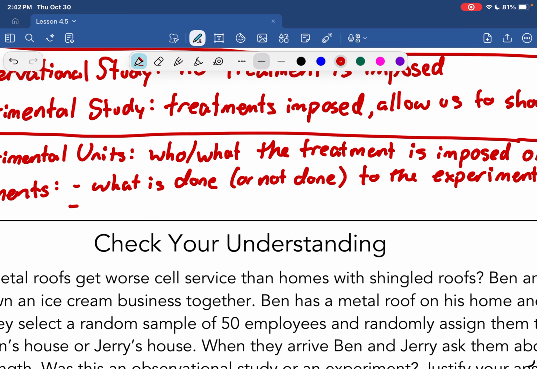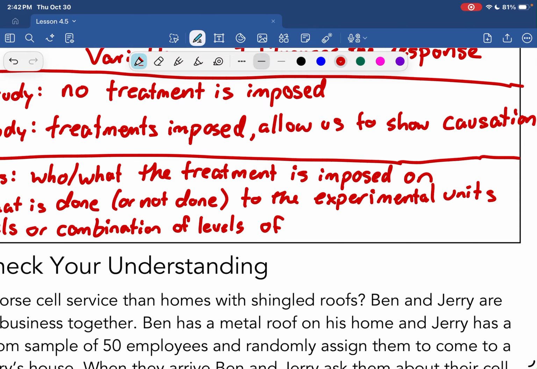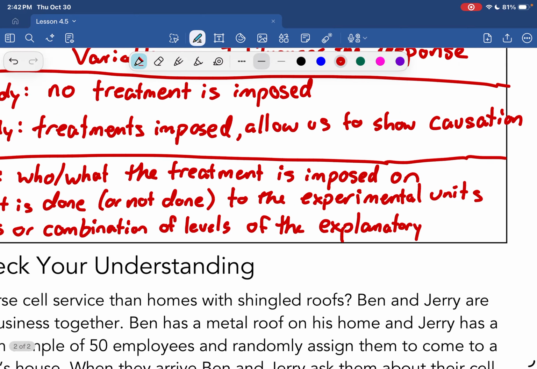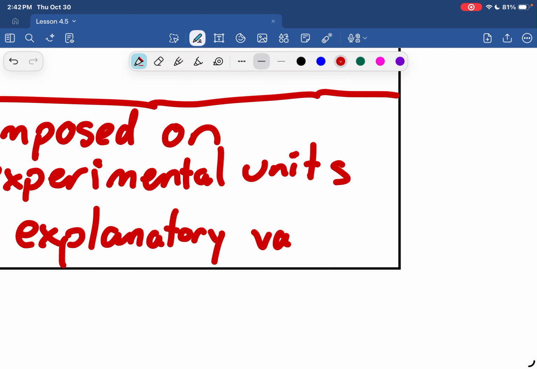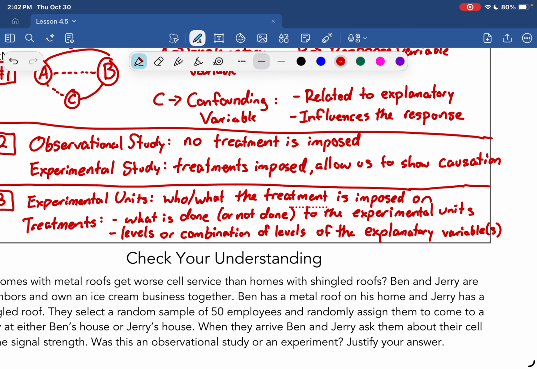And then we also have the levels or combination of levels of the explanatory variable or variables. That's why we're going to have the S there at the end. So the treatments are what is done or not done to the experimental units, and then the levels are the combination of levels of the explanatory variables.